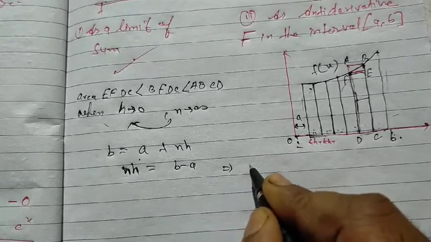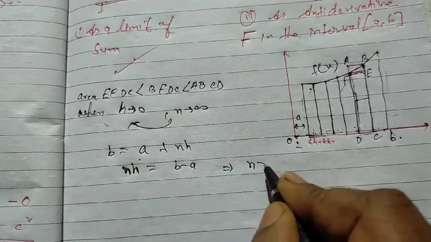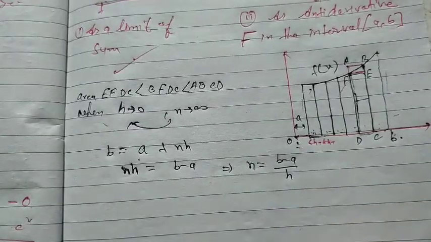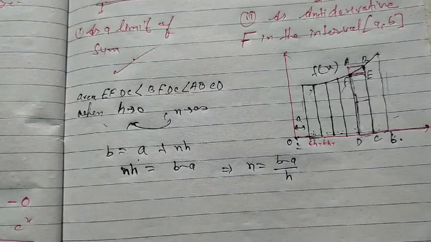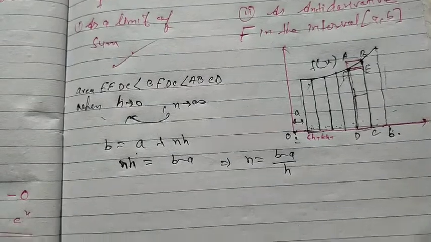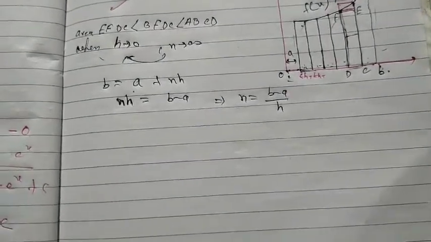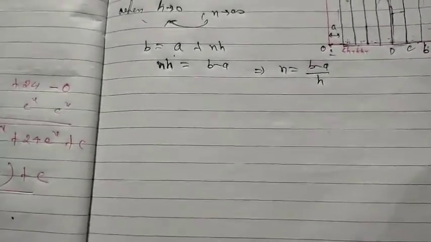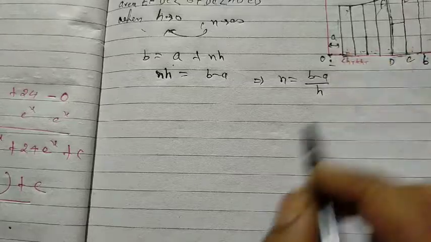This implies n is equal to b minus a upon h. Okay, you have to understand the concept, that's all. Okay, so now we are going to find the area of this one.